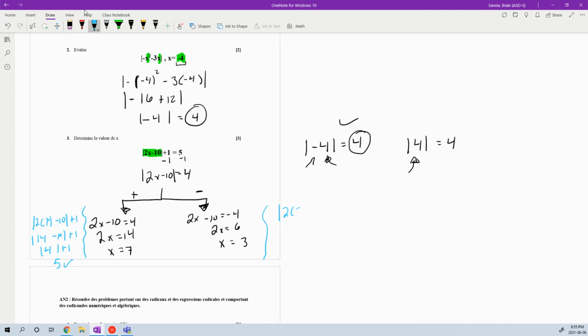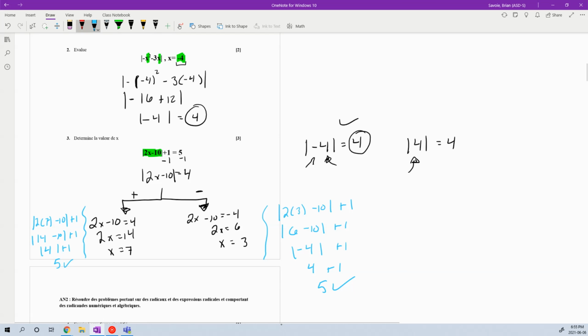Over here, I'm going to do the same thing, where I say, okay, absolute value of 2 times 3 minus 10, plus 1. And then I'll go 6 minus 10, plus 1. 6 minus 10 is -4. Absolute value of -4 is 4, and of course I saw that plus 1 going along the whole time here, and that is also equal to 5. So you can always go back and check to make sure your answer is correct.